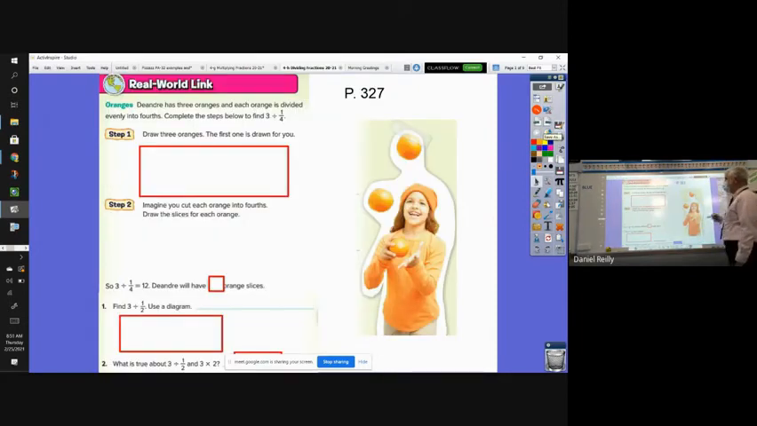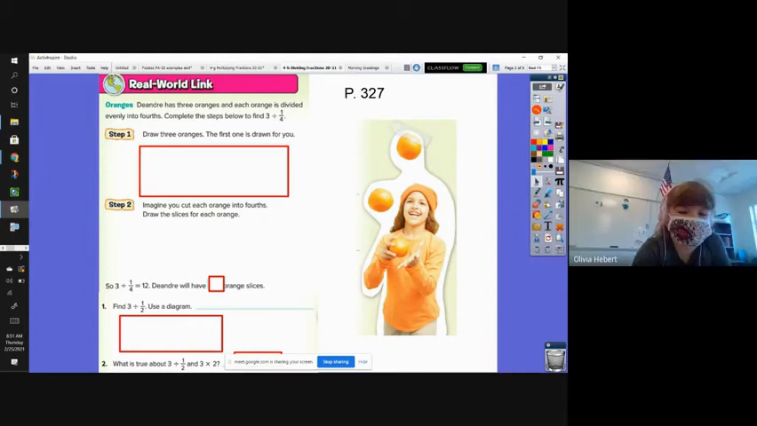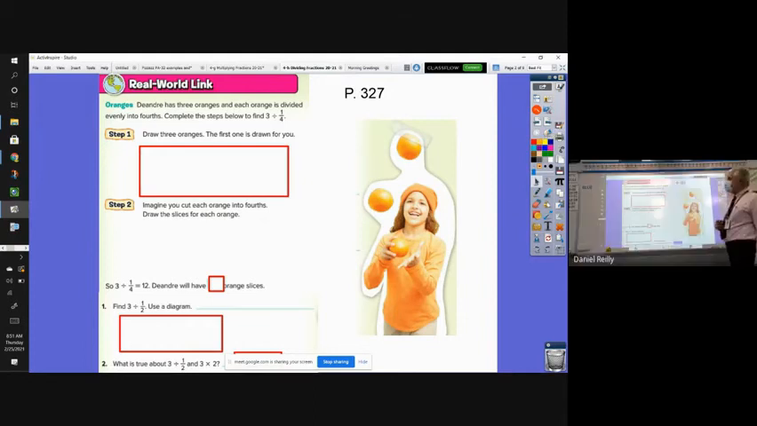Okay? So, dividing fractions. I'm going to skip this sort. All right, DeAndre here has 3 oranges, and each one is split into 4 parts. Each orange is split into 4 parts.